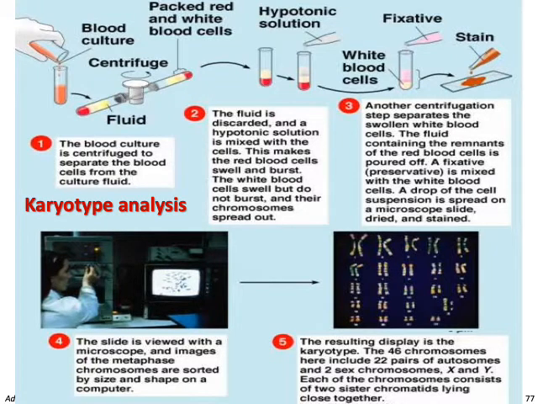And this is the technique described: you can take a blood sample, do centrifugation, and then add a hypotonic solution. Due to the presence of the hypotonic solution, the white blood cells will burst, releasing their DNA. Then you add a fixative, add a stain, spread on a slide, and then observe under the microscope.